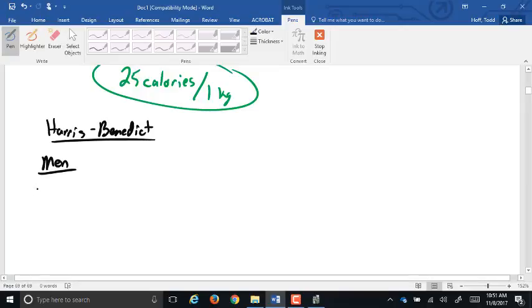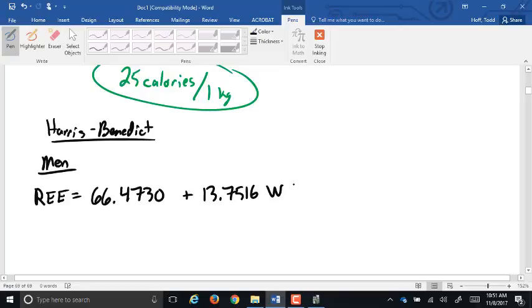So in the Harris-Benedict model for men, your resting energy expenditure is 66.4730 plus 13.7516 times the weight. I'm just going to put in W for weight. Plus 5.0033 times the height. I'm just going to use H for height. And then minus 6.7550 times your age.